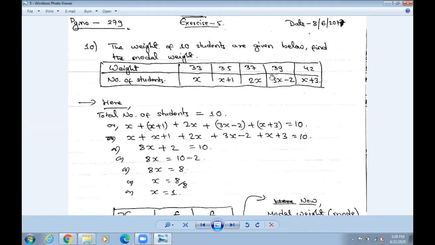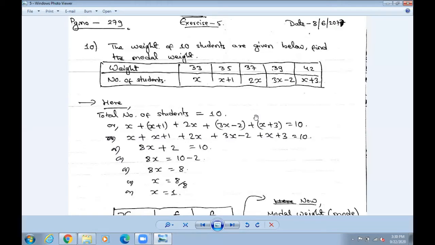6 minus 2, 4. 4 students. Okay, so 2 plus 3, 5. 5 students, that is how it is written. Okay, so this is represented in the form of x. So the total number of students is 10, so let us add all these numbers.